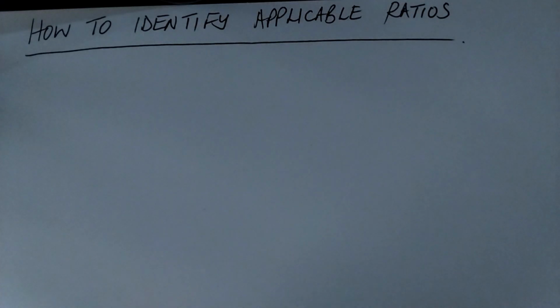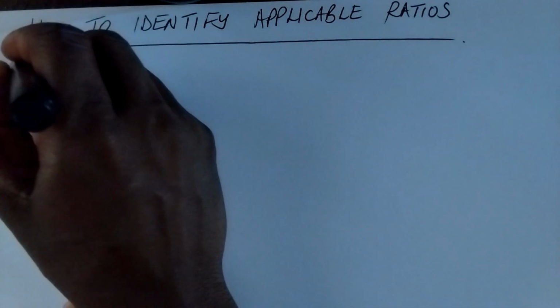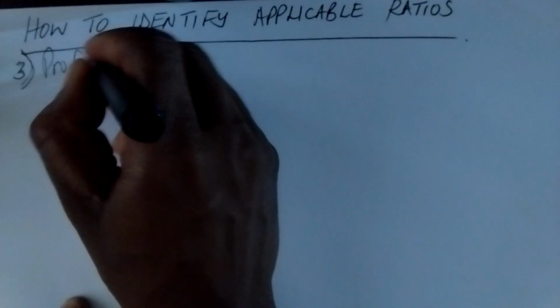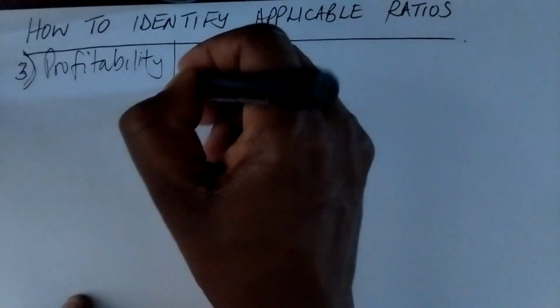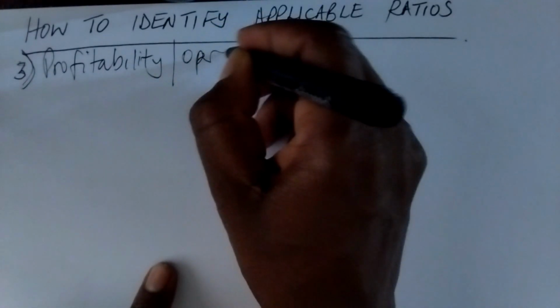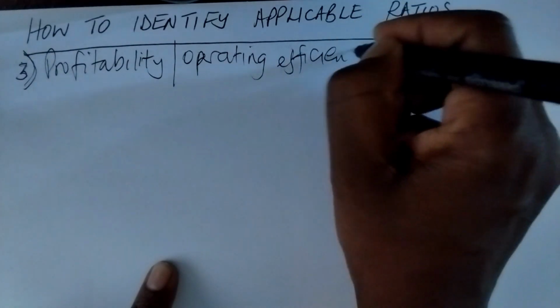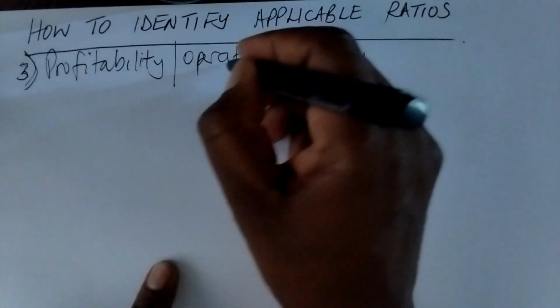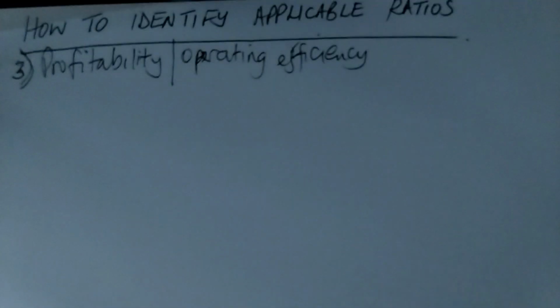Okay, in this video, I continue with how to identify the applicable ratio. So we've looked at two categories. Now this is number 3. For number 3, if they ask you a direct question, comment on profitability, or they can say comment on operating efficiency. Right, profitability or operating efficiency. It is very critical for you to know the ratios that you may use there.